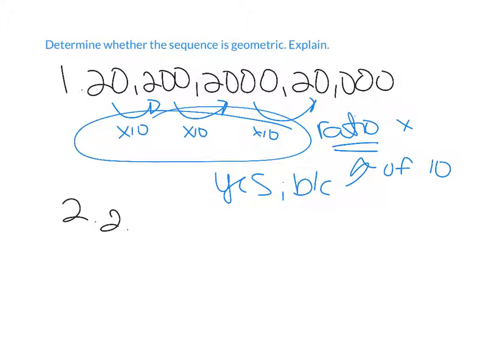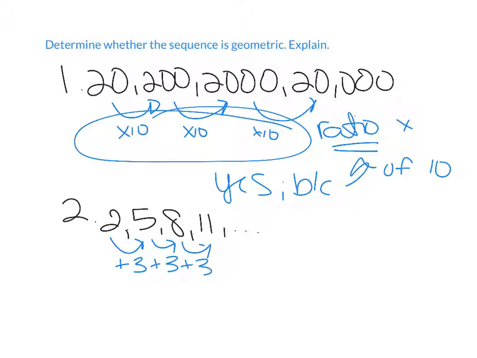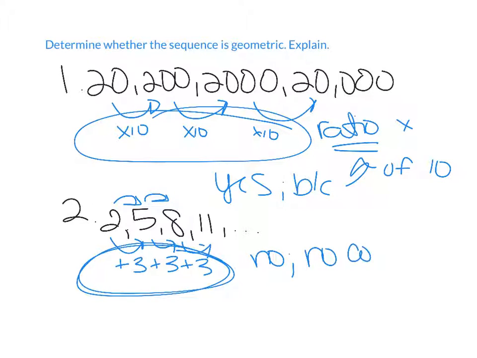Okay, what if I have 2, 5, 8, 11, and so on? Well, if I look at the pattern here, to get from 2 to 5, 5 to 8, 8 to 11, we're adding 3. Although that is a sequence, it's not a geometric sequence, because a geometric sequence has a common ratio. And if you're thinking about how to multiply, well, to get from 2 to 5, it's not going to be the same as to multiply to get from 5 to 8. So we could say no, because there is no common ratio.